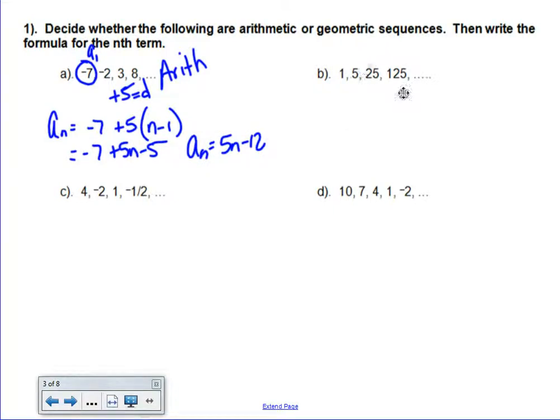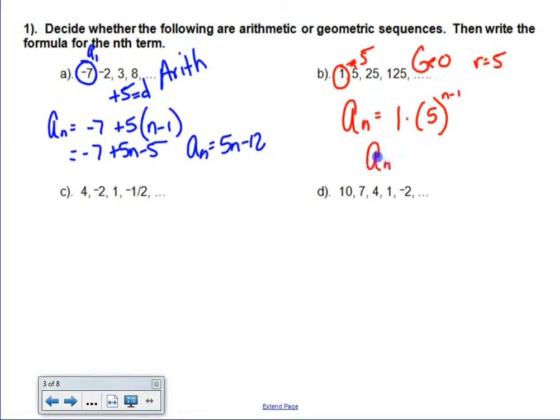Here on letter B, I notice that we are multiplying by 5 to get from one term to the next. So that means that this is a geometric sequence. And the multiplying by 5 means that my common ratio is 5. And my first term I can see is a 1. So using my geometric formula, it says take your first term times your common ratio, which is 5, to the n minus 1 power. And what I kind of like about geometric sequences is you can't simplify them at all. The only thing you can do to clean it up is that the coefficient of 1 is not necessary. So it's really just 5 to the n minus 1 power.